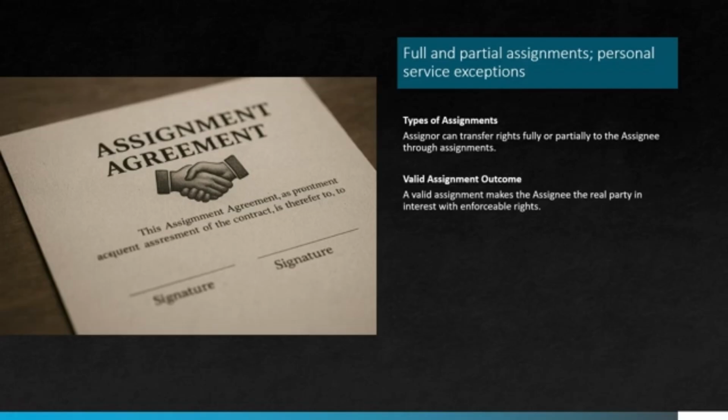If an assignment is created and it's valid, then the assignee becomes a real party in interest, meaning they have rights under the contract. They're essentially part of a new contract.